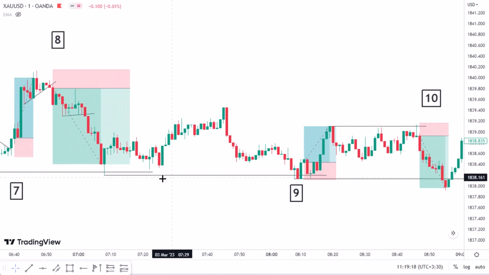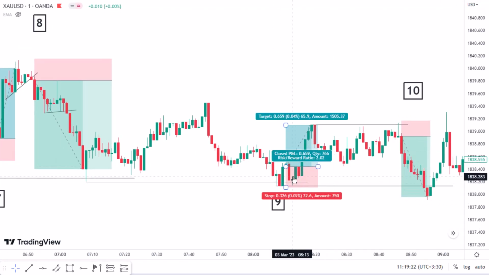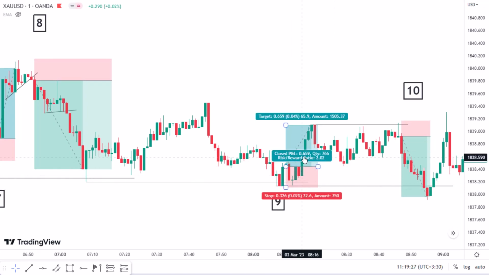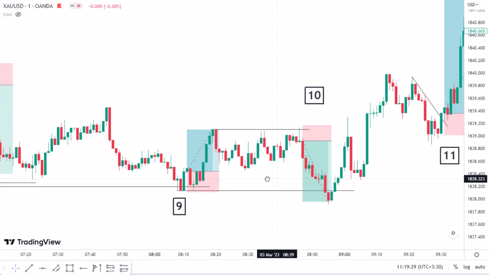On the trade 9, we have a support line here. As you can see, when we see this green candle on that support line, we enter the buy position, put our stop loss below that, and it gives us a reward of 2.